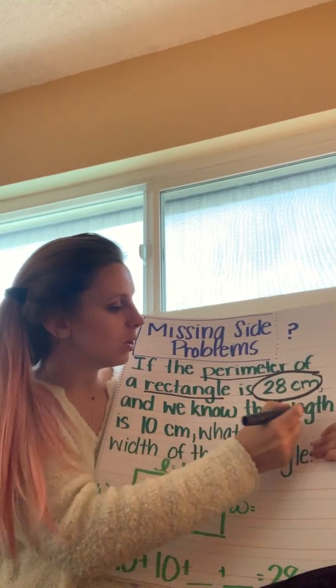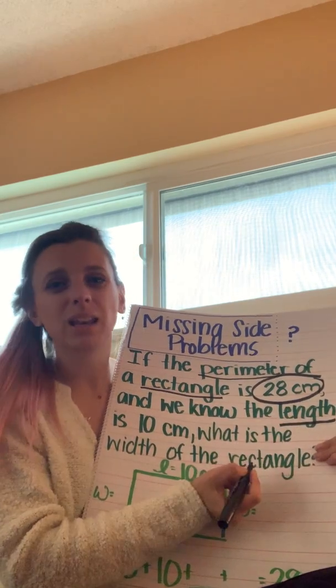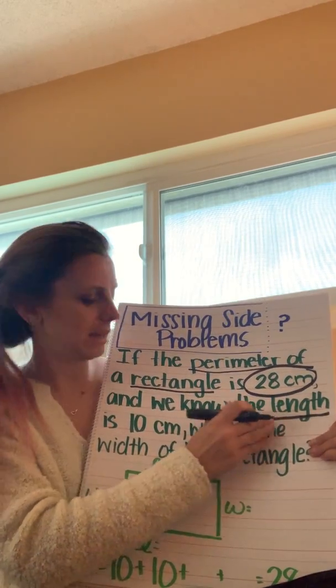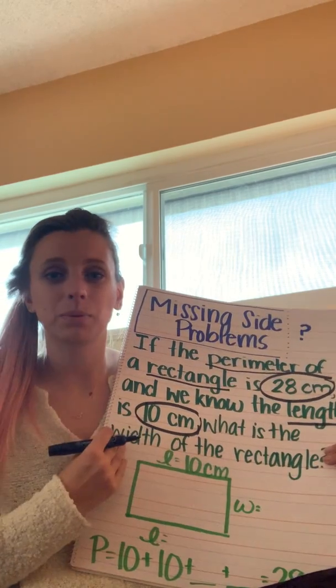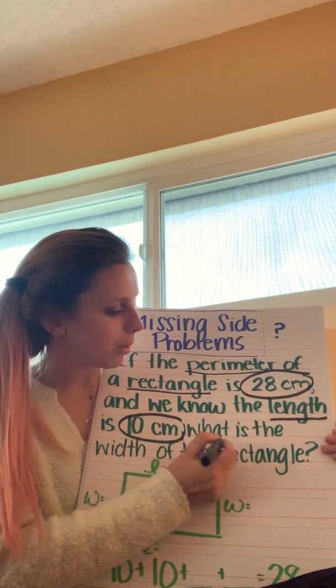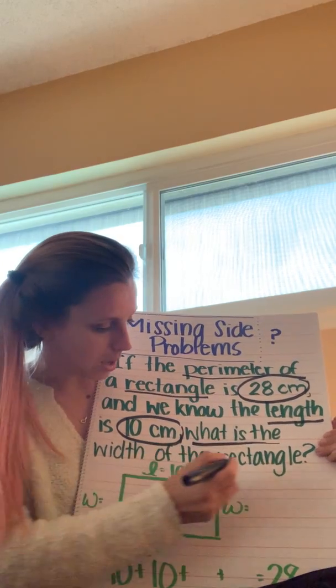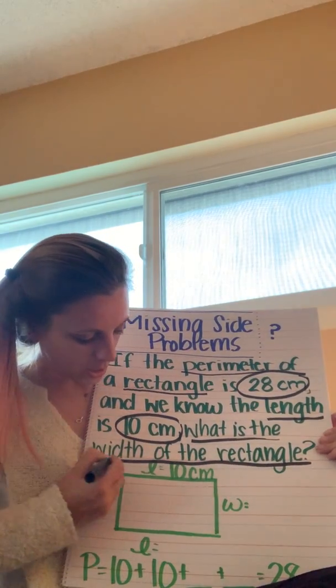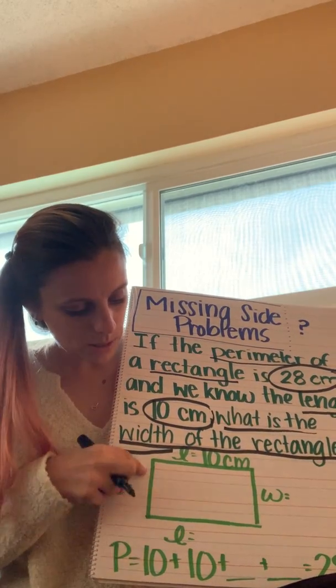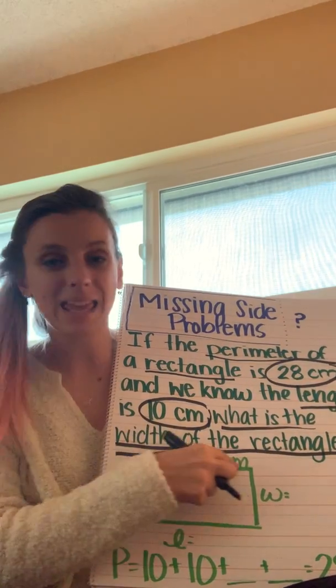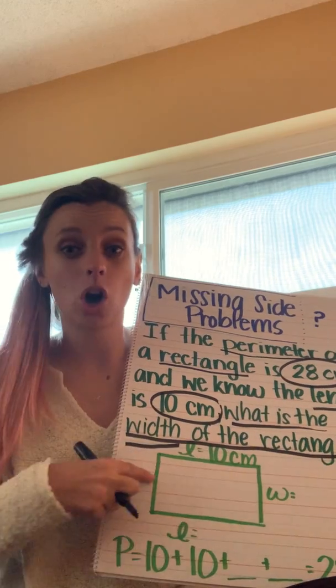Then they say that they know the length, and I'm going to underline that again just to show it's important. The length is 10 centimeters, and I'm going to circle that. 10 centimeters must be really important. And now I'm going to underline my question. What is the width of the rectangle? So I need to find the width. Now remember, when you're looking at a rectangle, the width is the shorter side, and the length, which sounds like long, is the longer side.